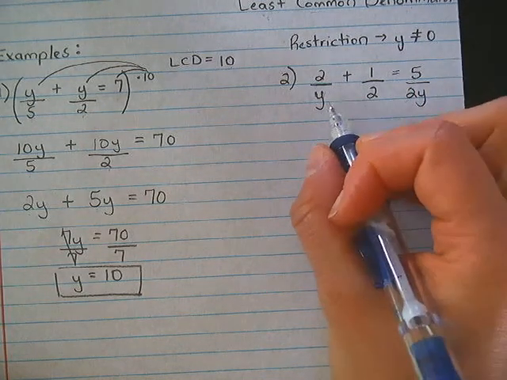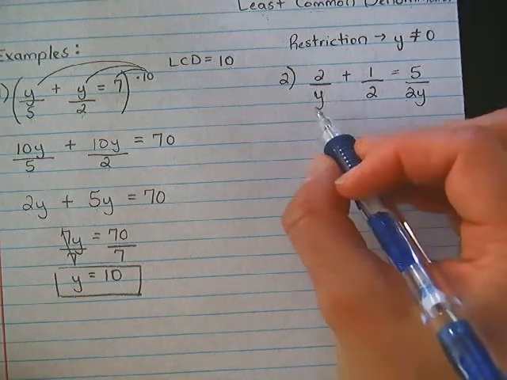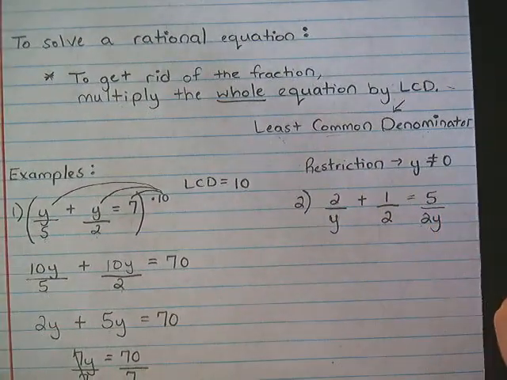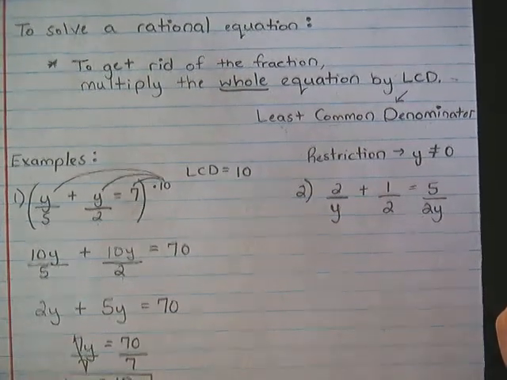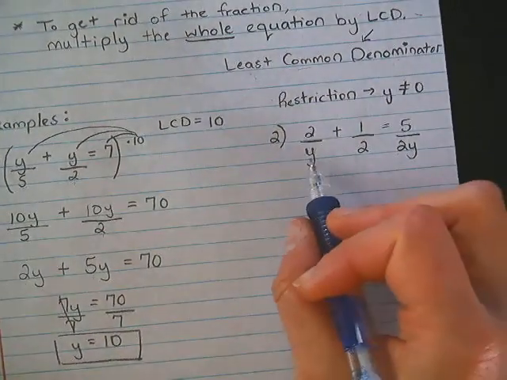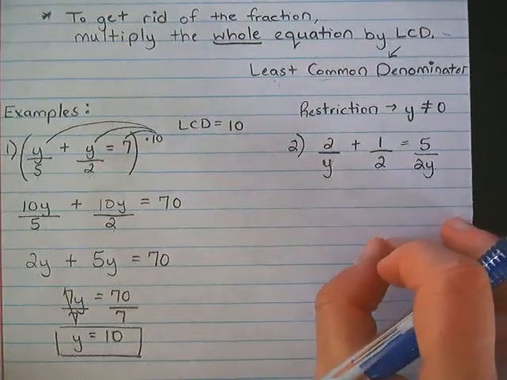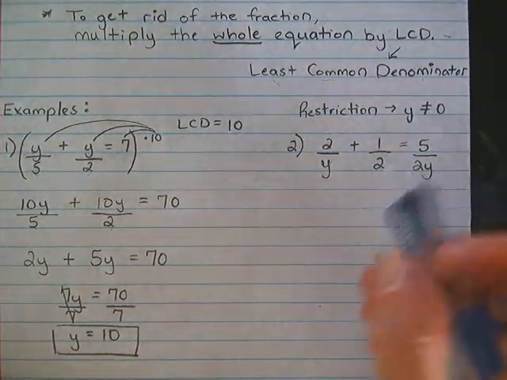Okay, so let's solve it. First thing, just like we did in the other problem, is we have to find the least common denominator. What is the smallest number that all of these denominators will go into? And so it will be a little different in that sense too, because we have variables.